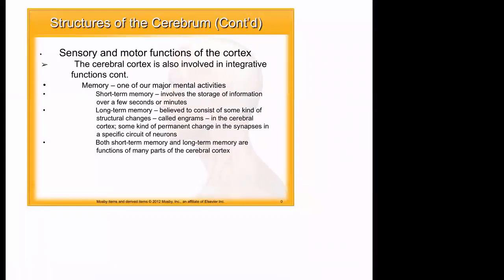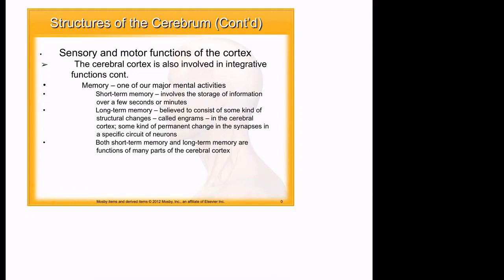Okay. When it comes to memory, remember that there's two parts to it. There's two parts to memory, short-term and long-term.